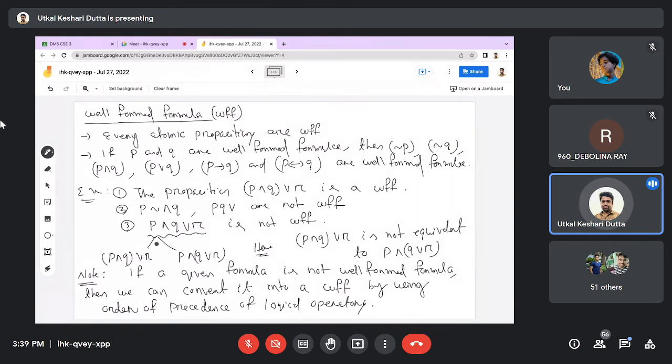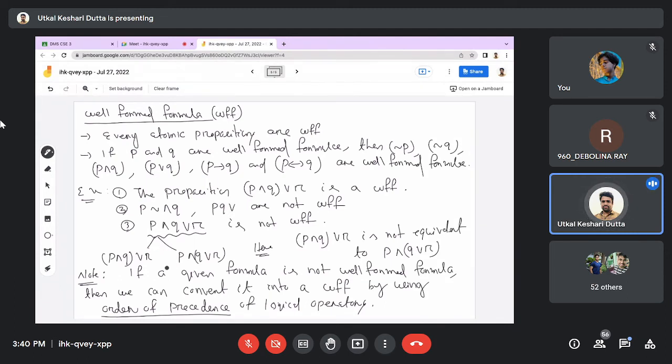See, the last one is P conjunction Q disjunction R. In the present form, no bracket is there, so that is not a well-formed formula. Both these cases, (P conjunction Q) disjunction R and P conjunction (Q disjunction R), are well-formed formulas. But if you are not taking any bracket, that is not a well-formed formula. If you are converting into a well-formed formula, always use the order of precedence. If bracket is not there, which bracket do you have to use? In the second case, the bracket is there, so you don't have to change.